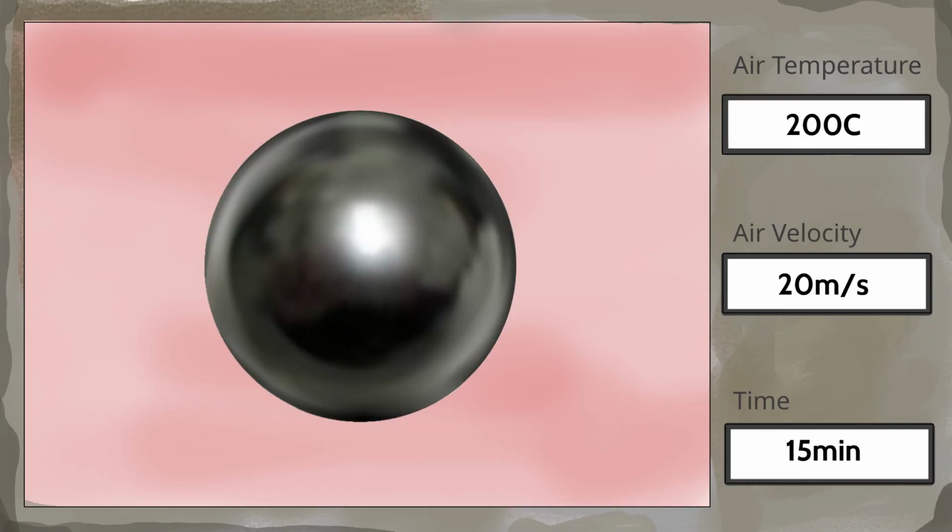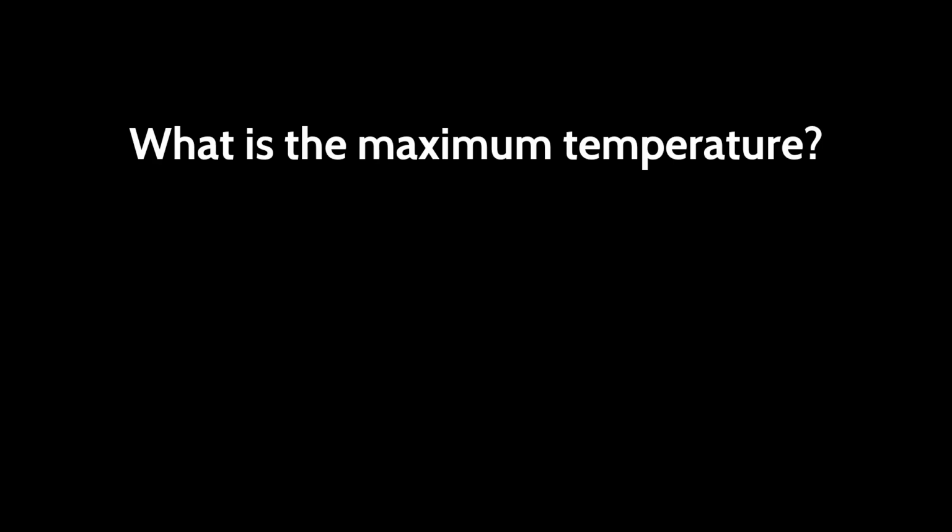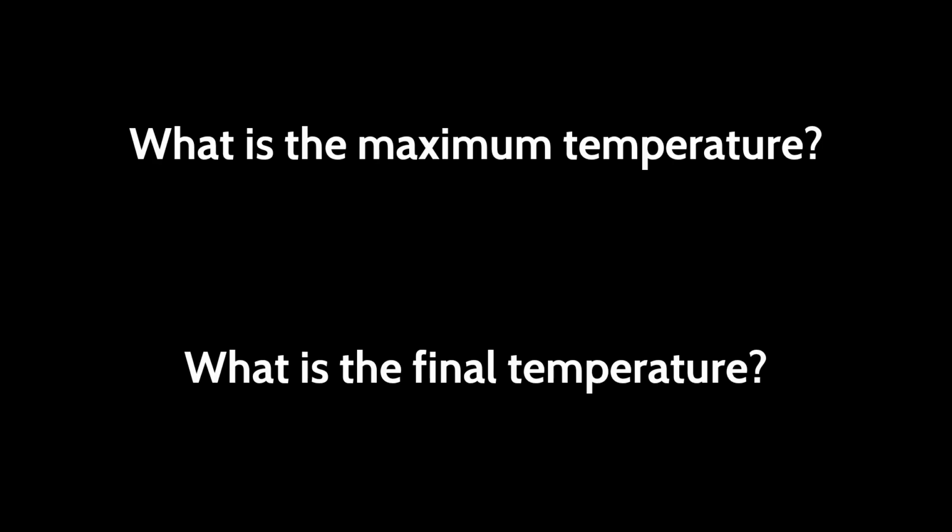An iron ball of radius 2 cm is heated for a period of 15 minutes from 25 degrees Celsius by an airstream at 200 degrees Celsius, flowing at a velocity of 20 meters per second. After 15 minutes, the heater is switched off and the airstream is changed to 20 degrees Celsius, flowing at 10 meters per second for the next 20 minutes. After this process, what is the maximum temperature attained by the ball? What is the final temperature of the ball after this complete process?